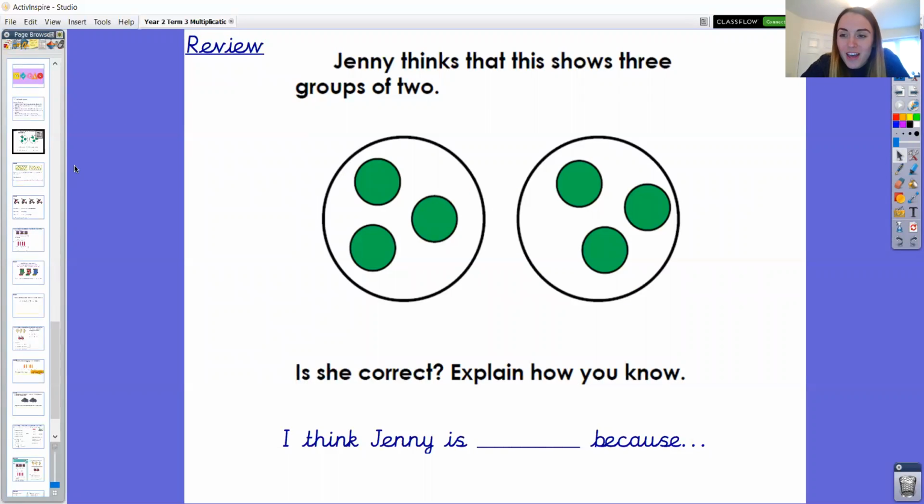Well done, Year 2. It's fantastic, all the mathematical reasoning you've been engaging with at home or in the classroom. So well done for explaining in detail. So I'm going to share with you my thinking. So I think Jenny is incorrect because I notice that there are 2 equal groups with 3 counters in each group. This means that Jenny has got confused about the meaning of each number. Okay, well done, Year 2.